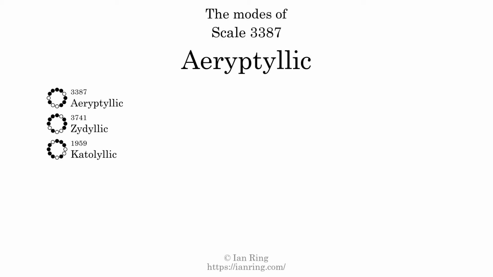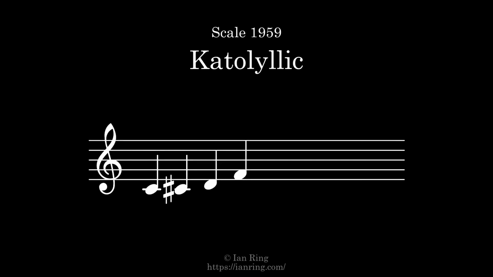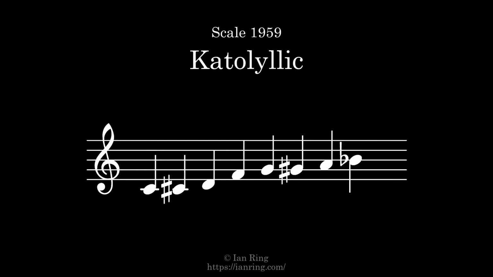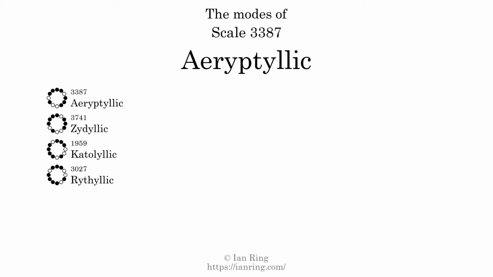The third mode is scale 1959, also known as Heteromorphisms. It sounds like this. The fourth mode is scale 3027, also known as Aeryptyllic. It sounds like this.